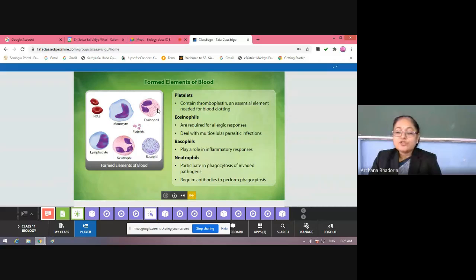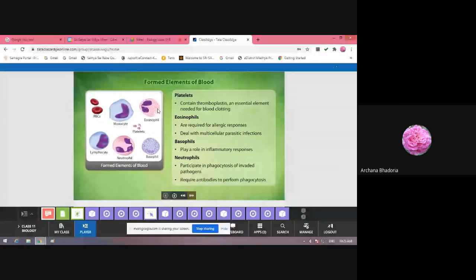So whichever pathogens enter the body, remember, they are all destroyed by these WBCs, and they help in developing immunity. So remember, in your body, the resistance power to fight with the different foreign bodies or the pathogens is due to the WBCs. Noted, everyone?